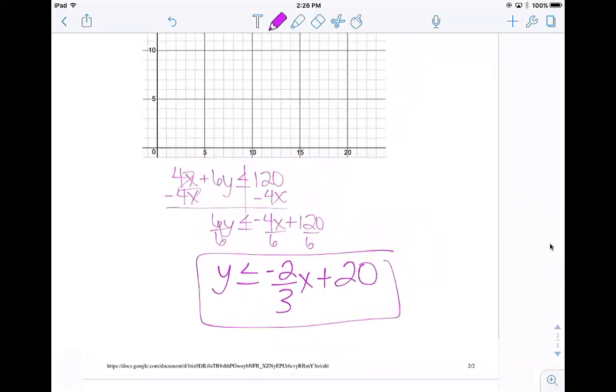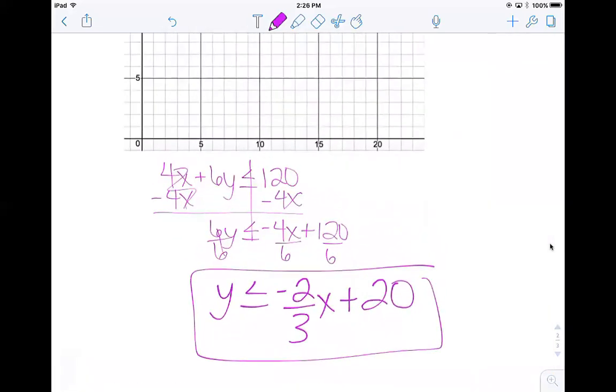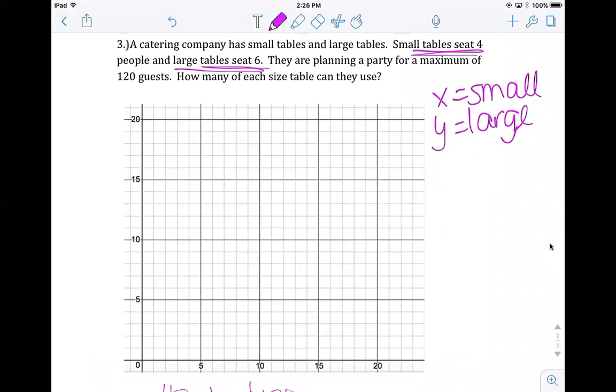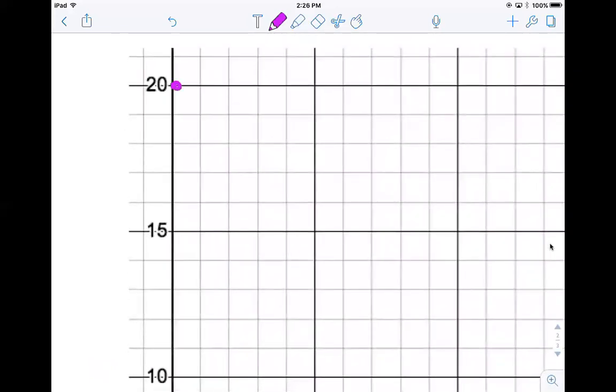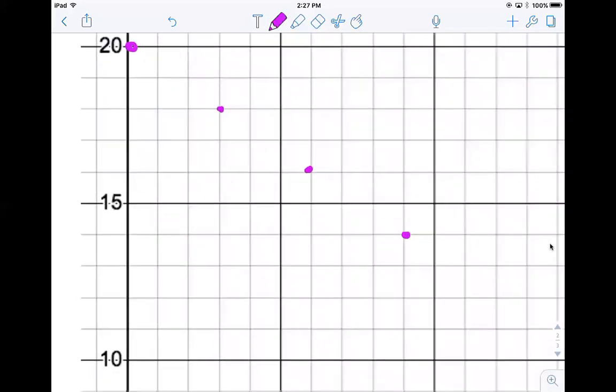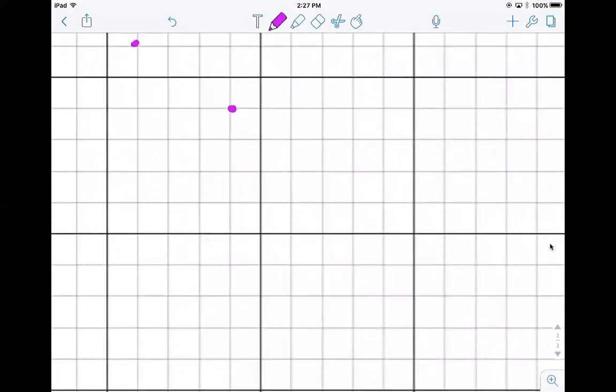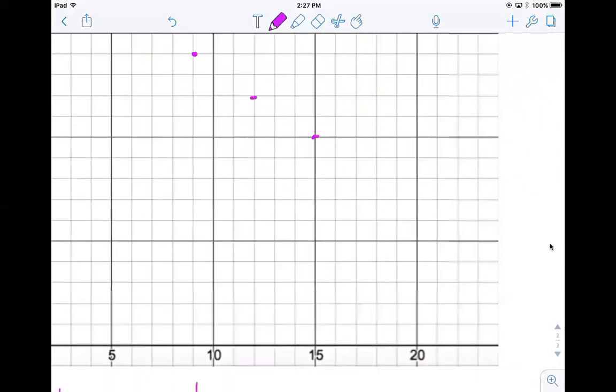We know we're starting at 20 and going down 2/3. So we're going to put our point at 20, then down 2 over 3, and repeat. So I'm going to plot these. Okay.